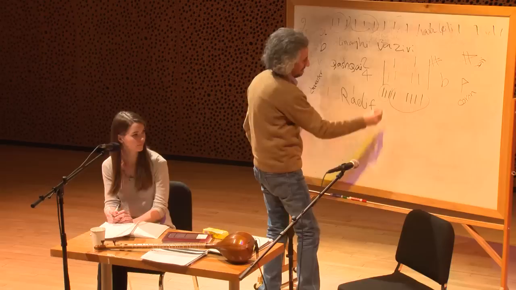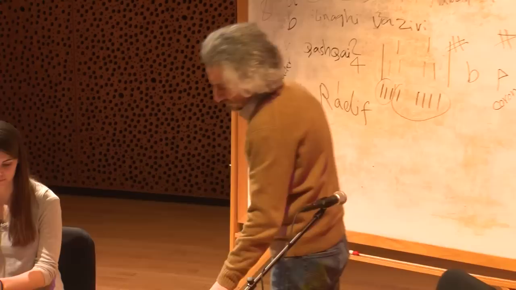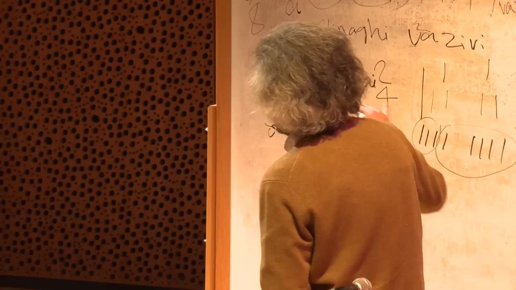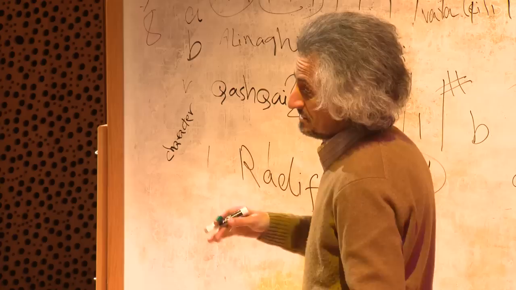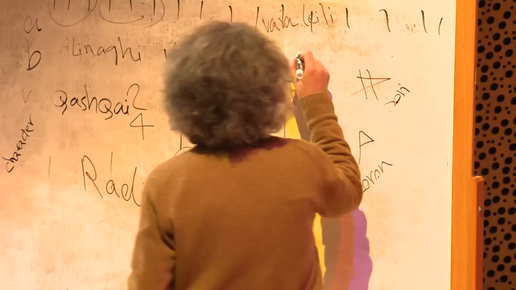Iranian music is made up of about 12 different branches, and inside of them there are 5 different scales. The word for scale in Persian is dastgah.